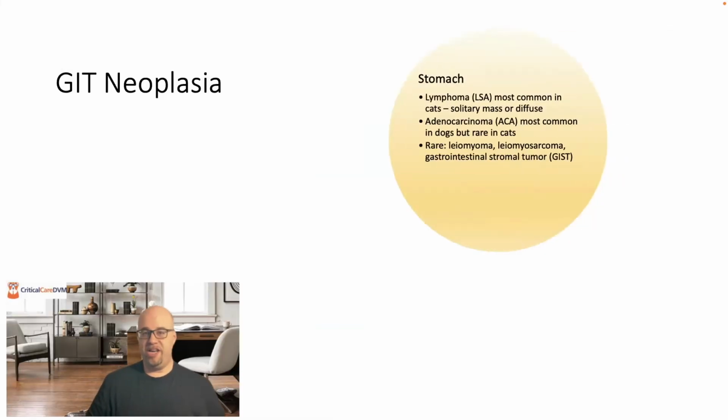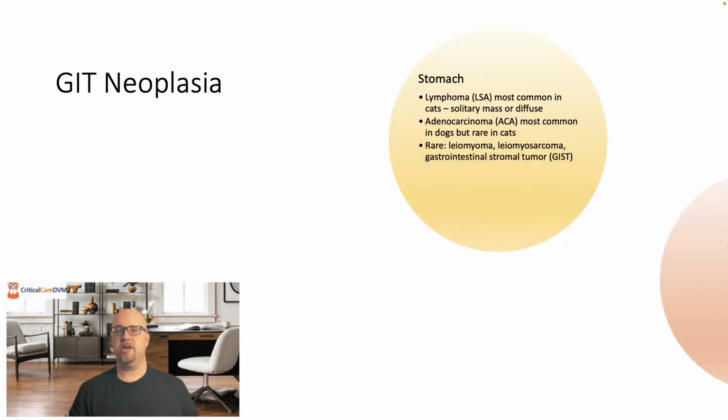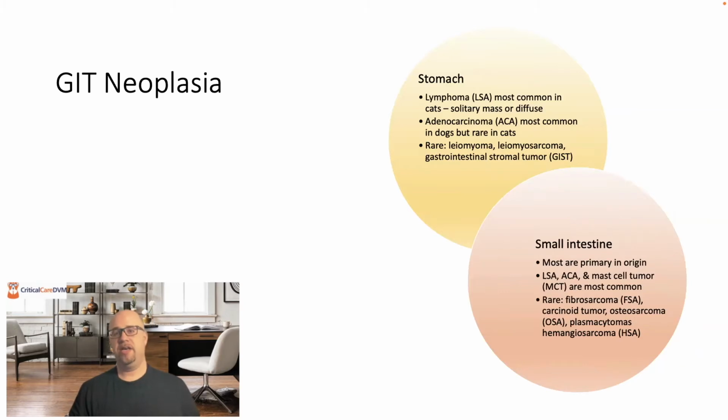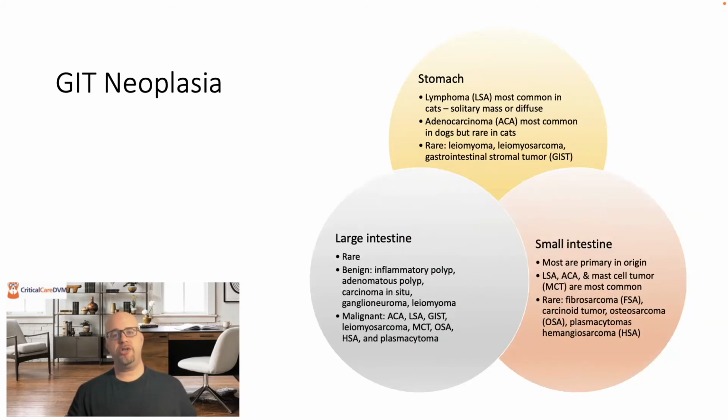When we're talking about neoplasia, we have to think about the individual segments of the GI tract, because what one finds in the stomach is a little bit different than what one finds in the small intestine or large intestine. But if you had to put a gun to my head and say, what are the two most common neoplastic conditions of the GI tract in a cat? It is lymphoma, adenocarcinoma, and a close third is mast cell disease.